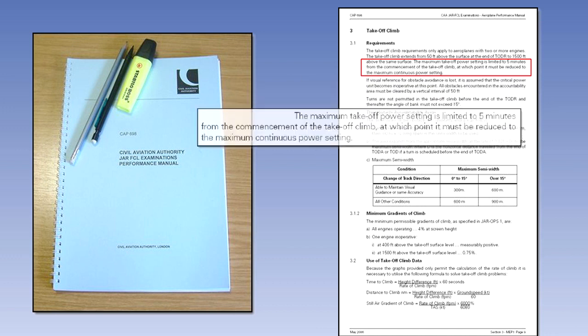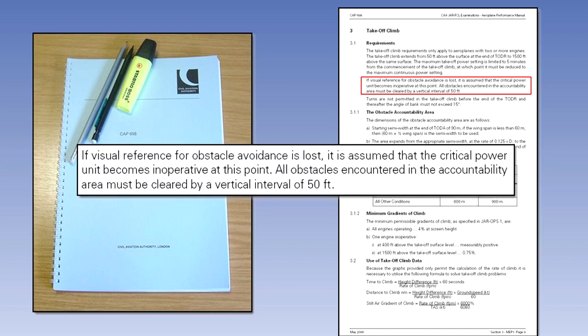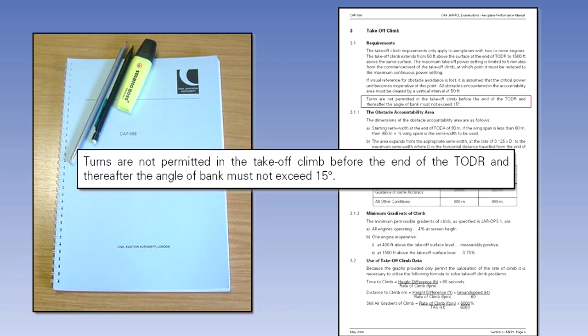The paragraph also mentions that takeoff power is applied for only 5 minutes, after which time maximum continuous power must be set. The next paragraph states that if the visual reference to the obstacle is lost, in other words, if the pilot enters cloud, it must be assumed that the critical engine will fail. The paragraph also specifies that all obstacles must be cleared by a vertical interval of 50 feet. The next sentence states that turns are not permitted before the end of the takeoff distance required, and thereafter must not exceed 15 degrees angle of bank.